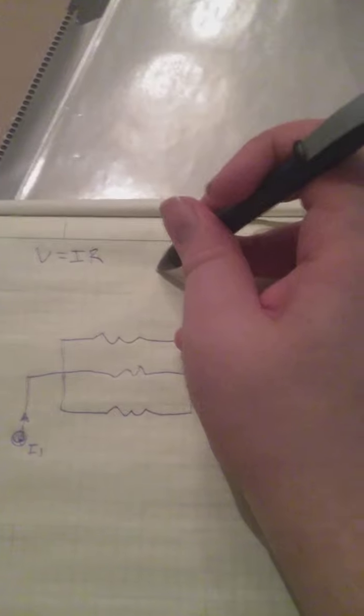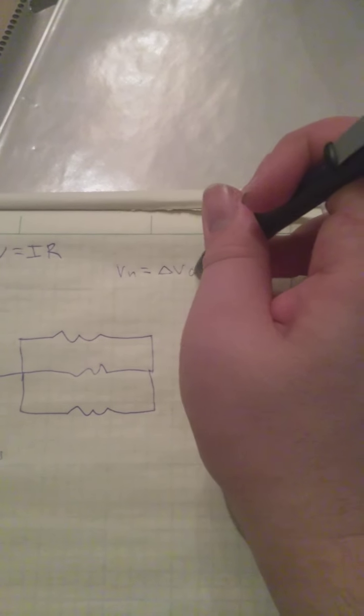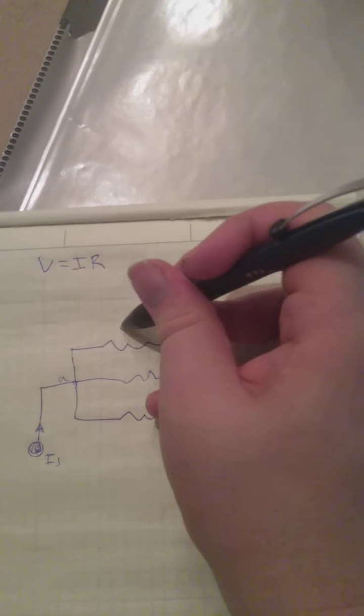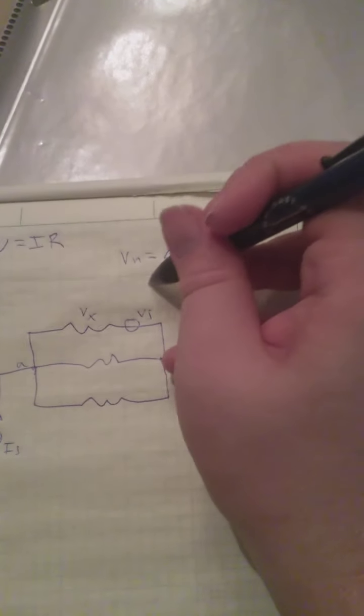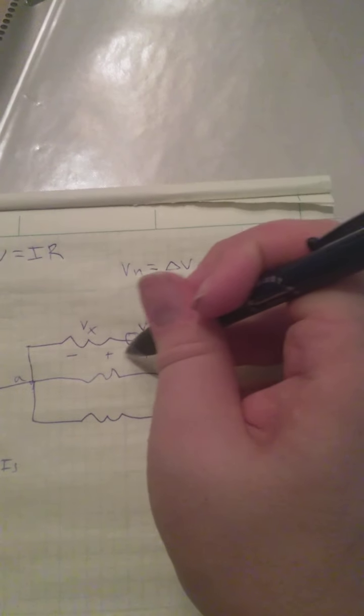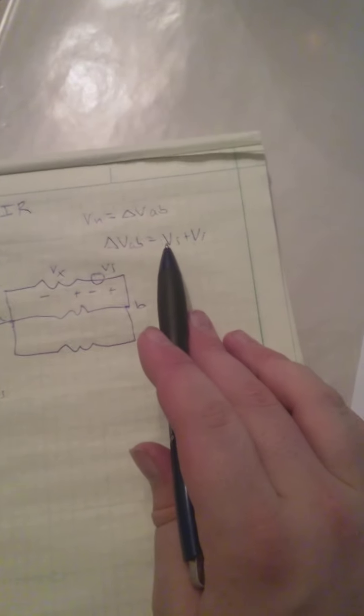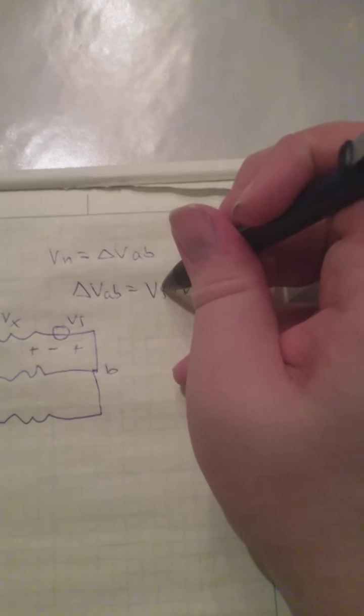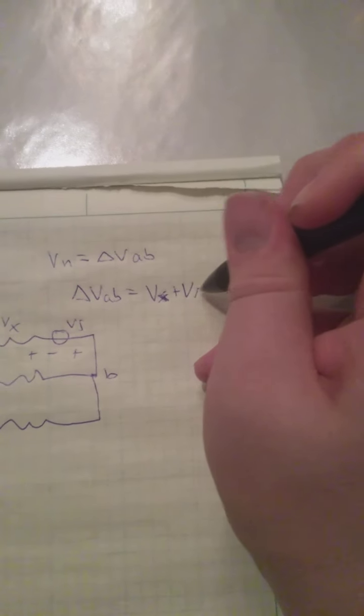Okay. So we have Vn is delta V A to B. So we mark A, we mark B. So if I add a voltage source, and I call this Vx, delta V A to B is now Vx plus Vs if they have the same plus minus direction. Okay, so delta V A to B is now Vx plus Vs. Right?